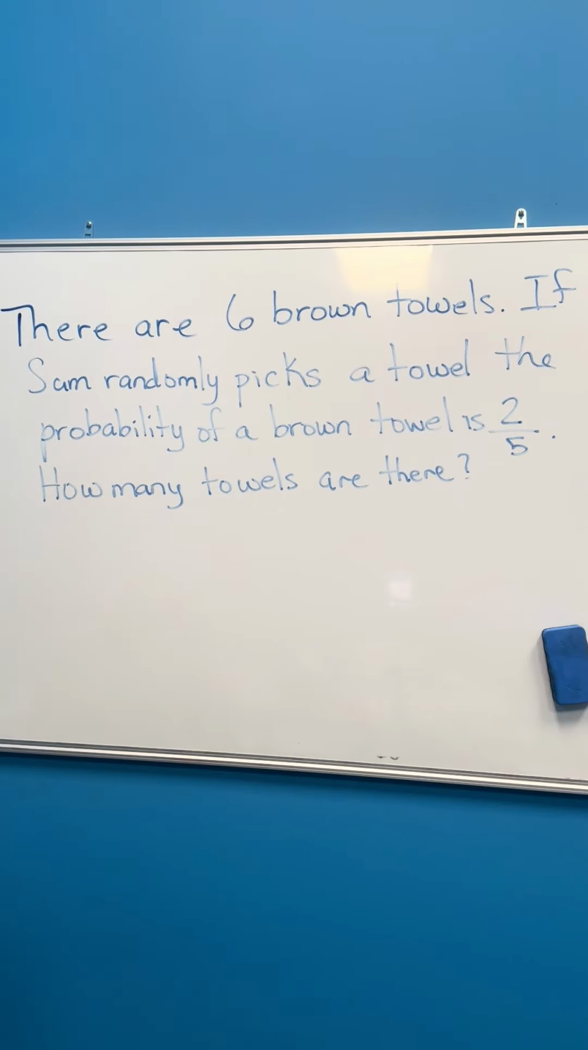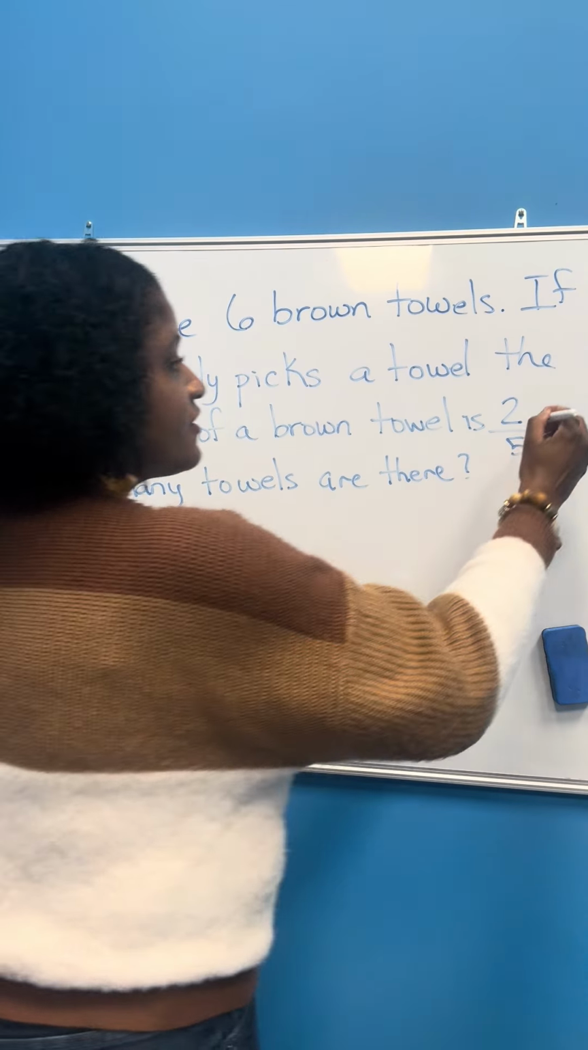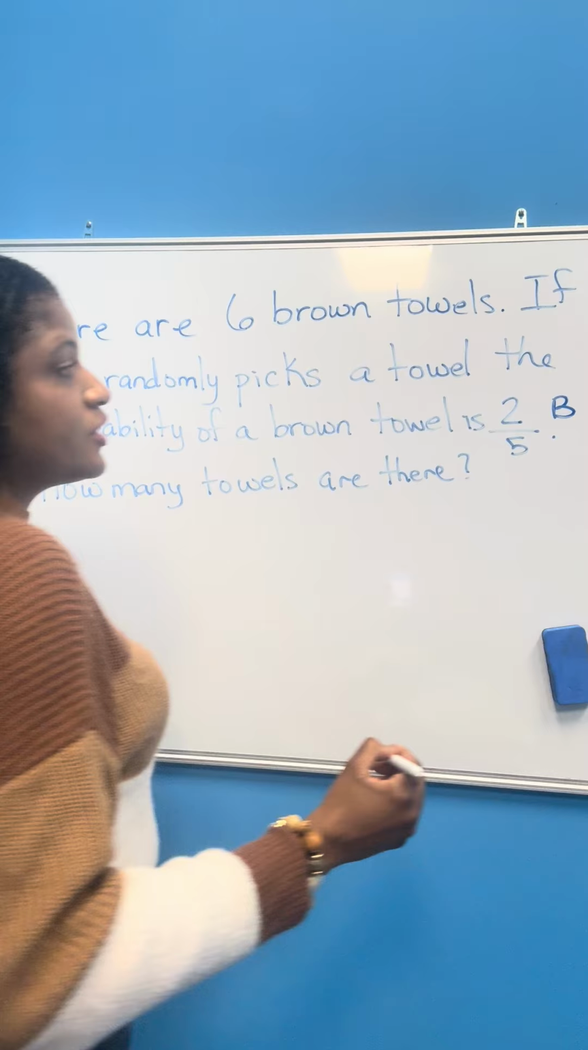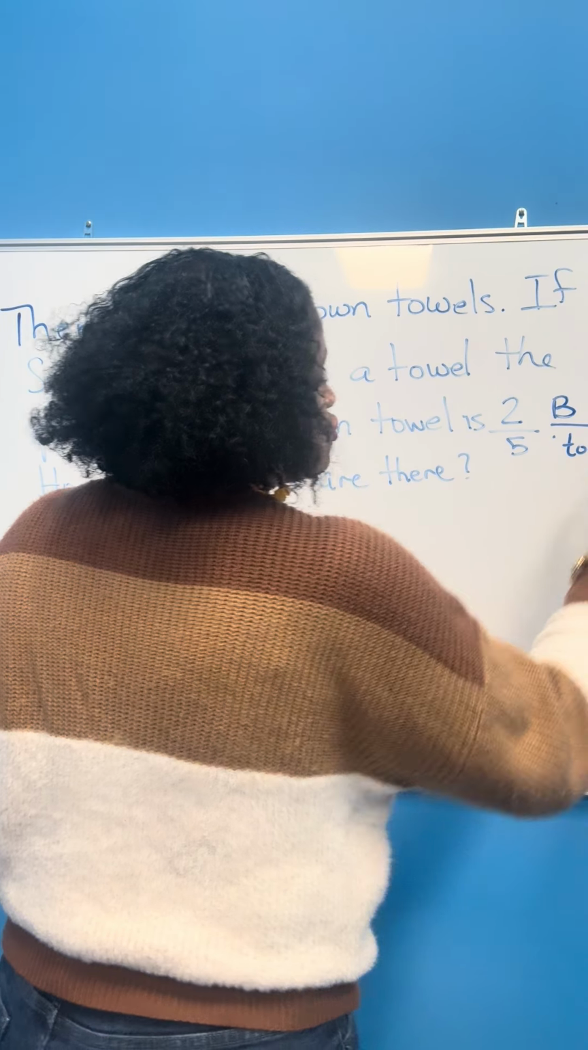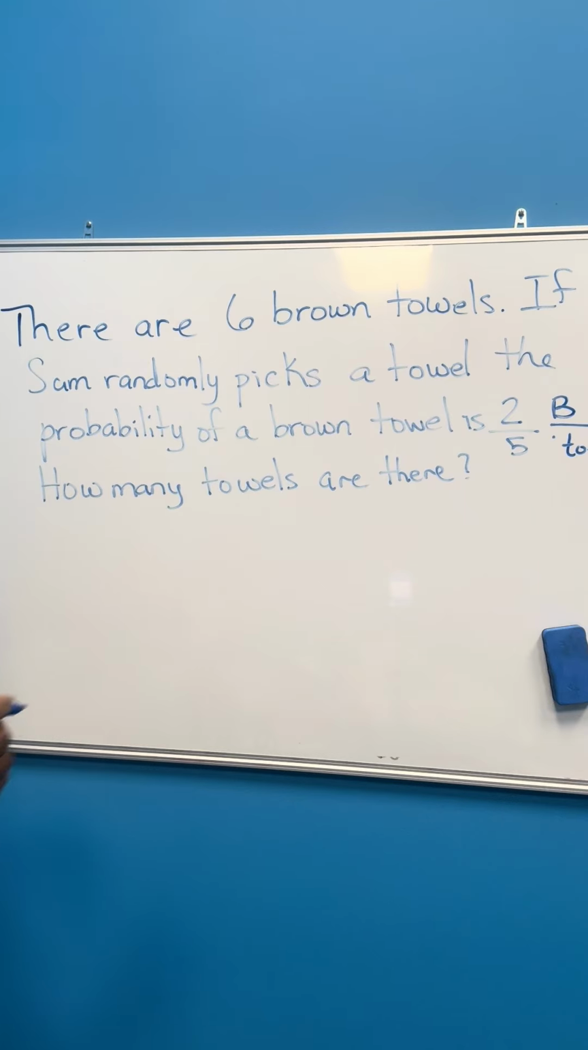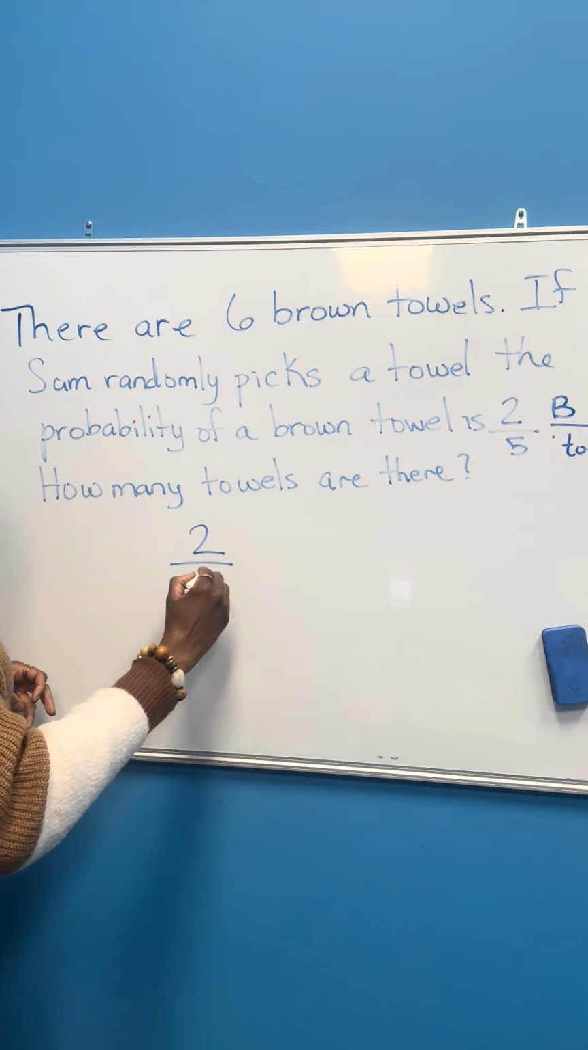In a closet, there are 6 brown towels. If Sam randomly picks a towel, the probability of a brown towel is 2/5. How many towels are there? So brown is 2 in this probability, and 5 is our total. So brown over total is 2/5. So we can create a proportion for this.